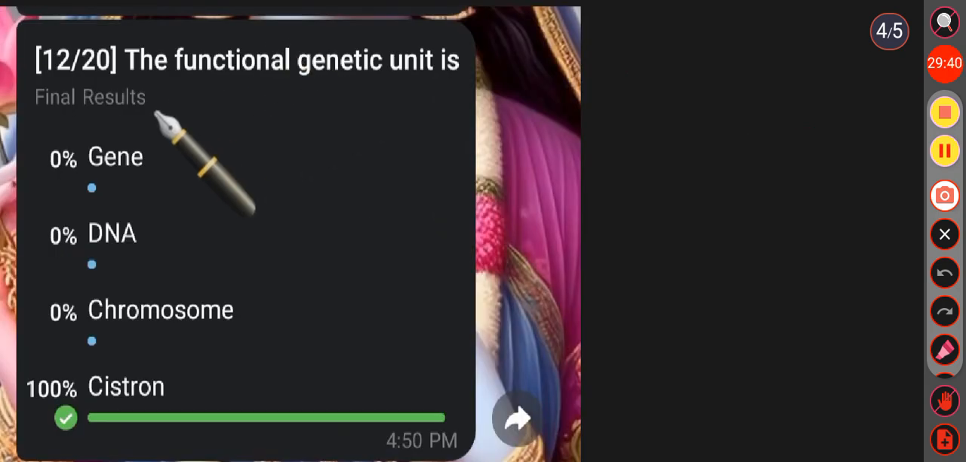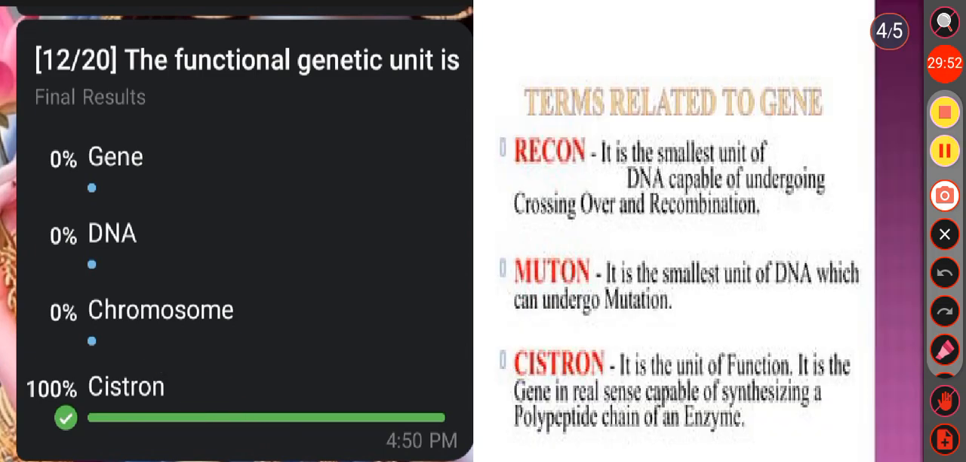Then question number 12, the functional genetic unit is option A gene, option B DNA, option C chromosome, option D cistron. The correct answer is cistron. What is cistron? In simple terms, we can say cistron is the segment of DNA having information for synthesis of a particular protein. So, there are three terms related to gene, that is recon, muton and cistron.